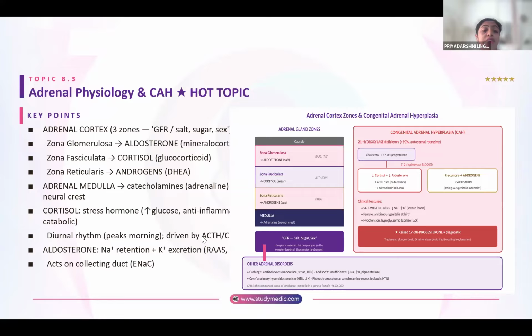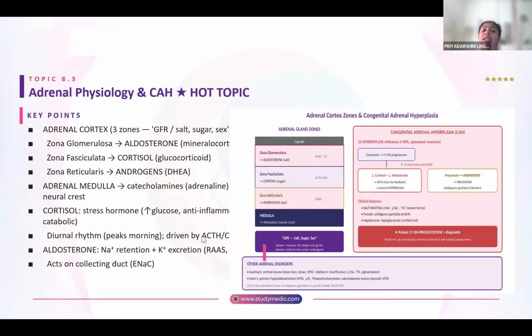Now, what is the hormone that's released from glomerulosa? It's your mineralocorticoid. Example is your aldosterone. Coming to fasciculata, you have your glucocorticoids. The example is going to be cortisol, and for your reticularis, it is your androgen, that is your DHEAS, that gets secreted from your reticularis. Now the adrenal medulla is nothing but your neural crest cells. You have your catecholamines released from here. Your adrenaline and noradrenaline get released from your adrenal medulla.